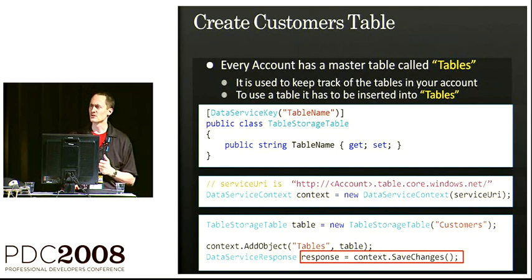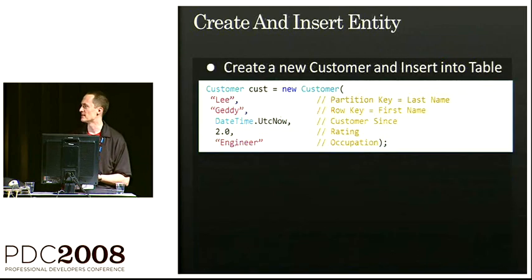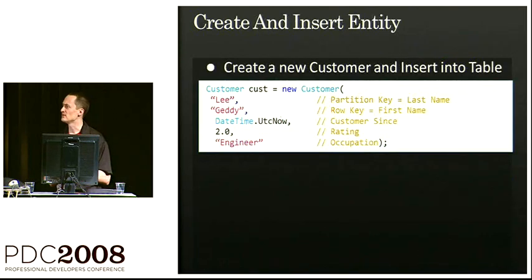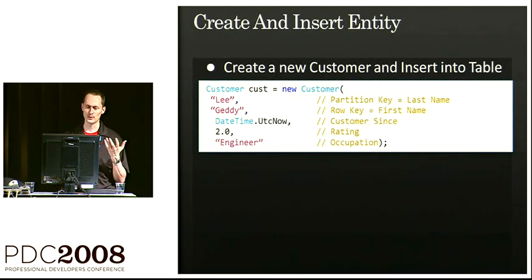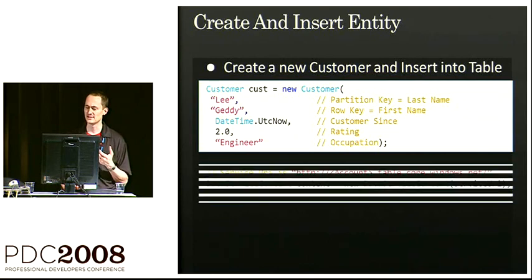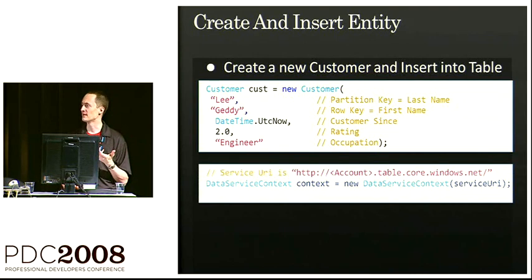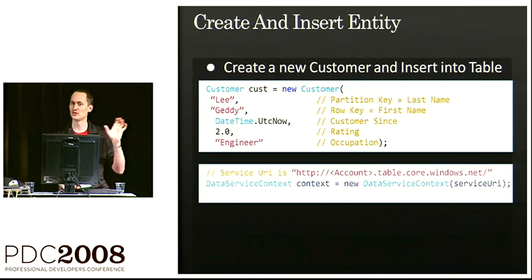Okay? So now that we've created the customers table, let's go ahead and actually create customers that we can put into this table. And the way we do that is we use our customer class we defined earlier. And here we create a customer named Getty Lee. And what we're going to do is actually add this customer to our table. Well, the first thing we need to do this is, yet again, a data service context object, because this is our lifeline to the store for structured storage with ADO.NET services.